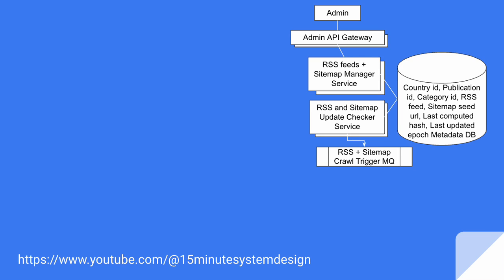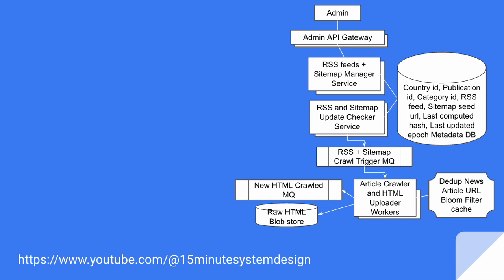If hash has been changed meanwhile, the recent update, this will push this particular RSS and sitemap to be triggered in the crawl trigger message queue. That is the reason why we also need to maintain the last computed hash and last updated epoch time in the metadata DB.